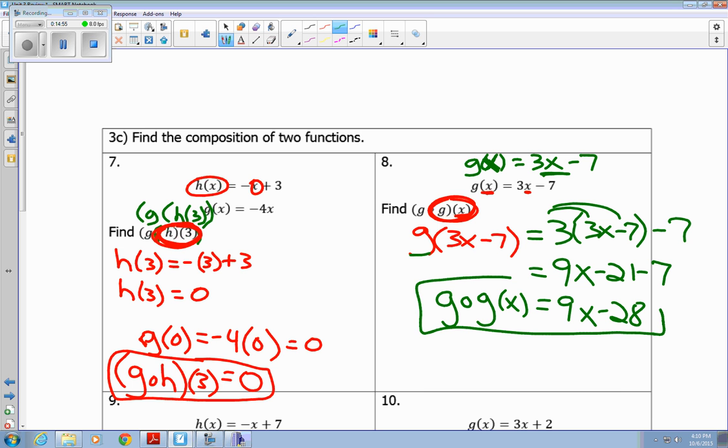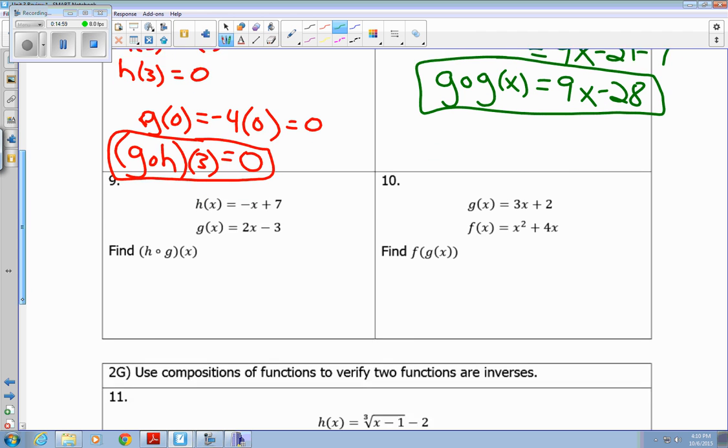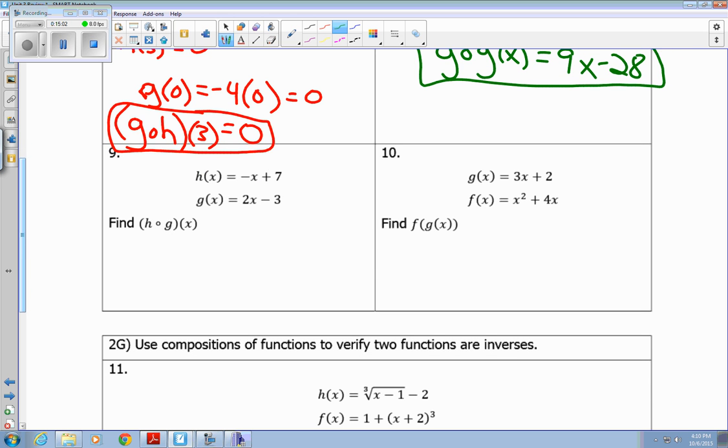Next, we have h of g of x. So, here's g of x, what does that equal? Well, it equals 2x minus 3. So let's rewrite this. We have h of 2x minus 3. It was h of x, now it's 2x minus 3. So where the x is in h of x, you have to replace it with 2x minus 3.